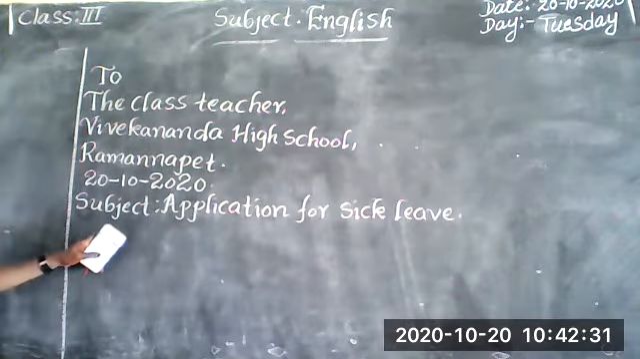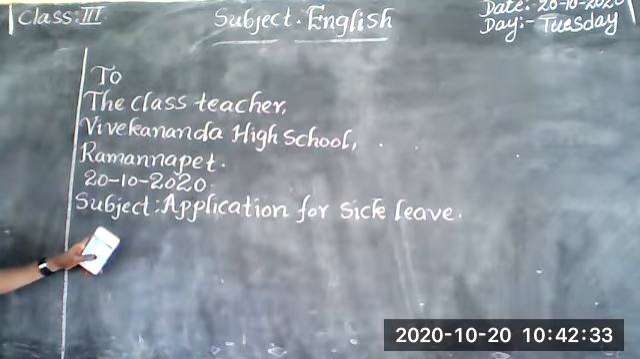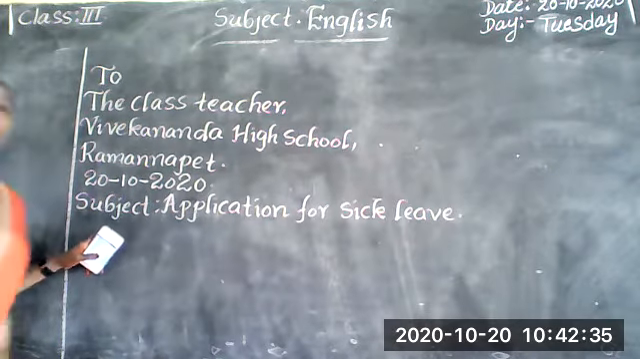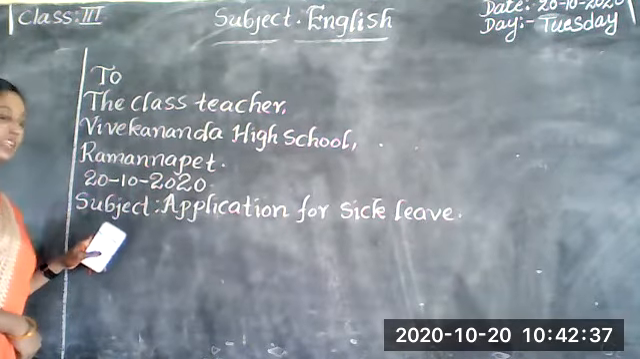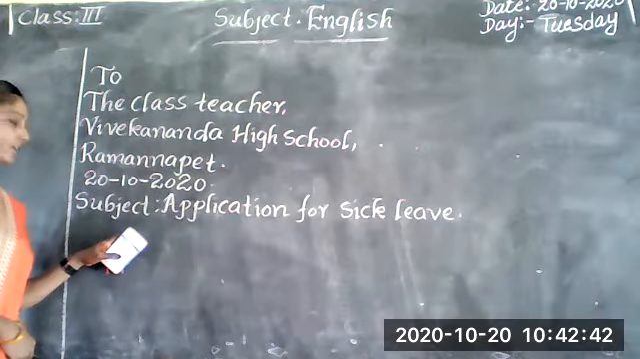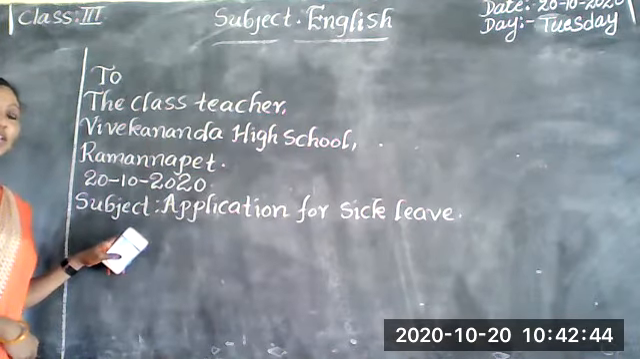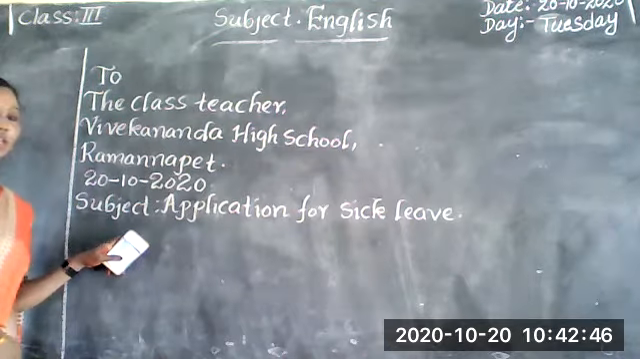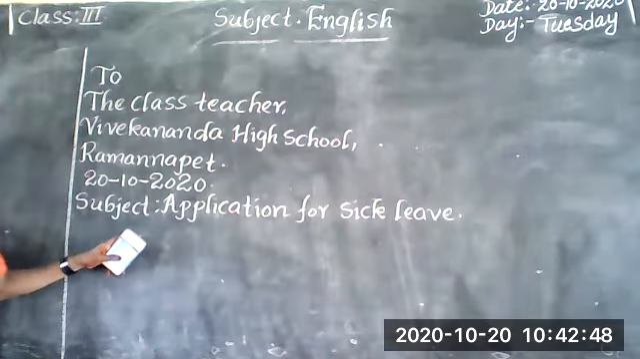After writing the subject, you should write the salutation. What is the salutation? Salutation means greeting. In formal letters we can write respected sir, dear sir, and in informal letters we should write dear friend, dear father, dear brother, like that. That is called greeting.